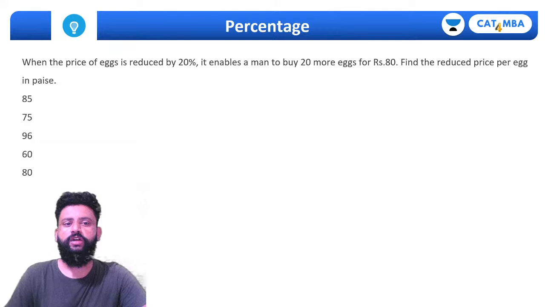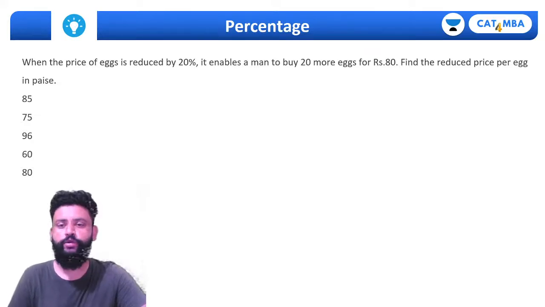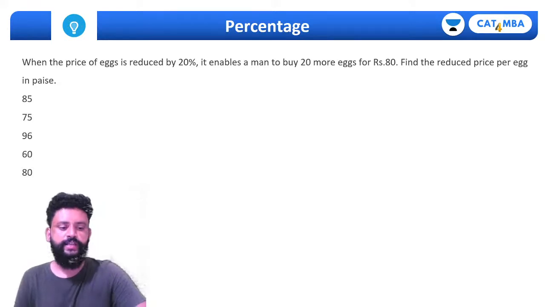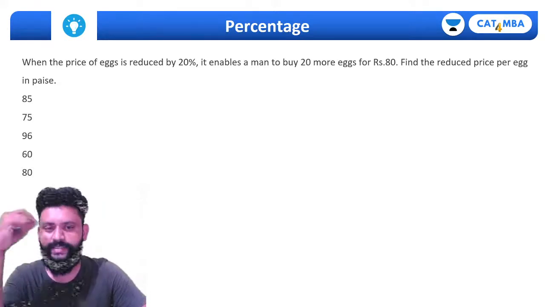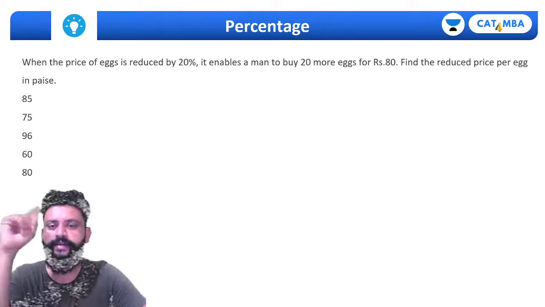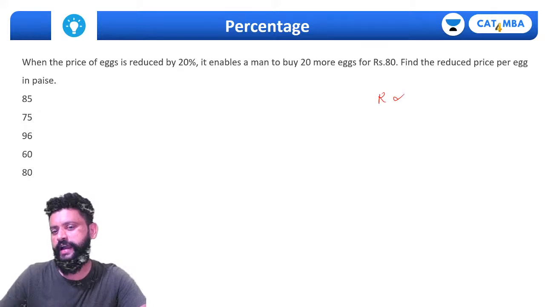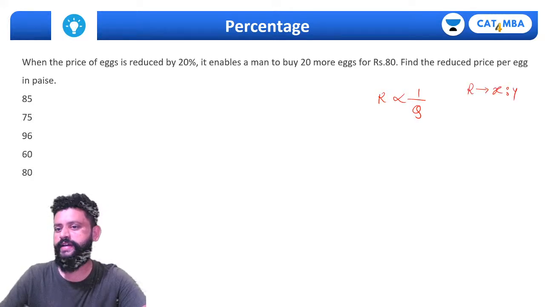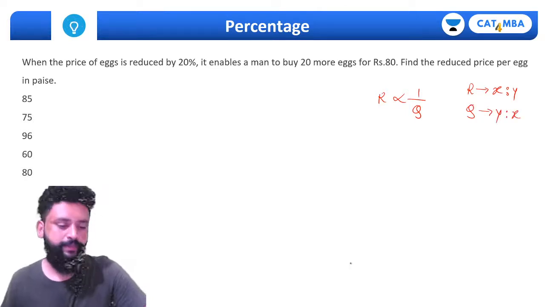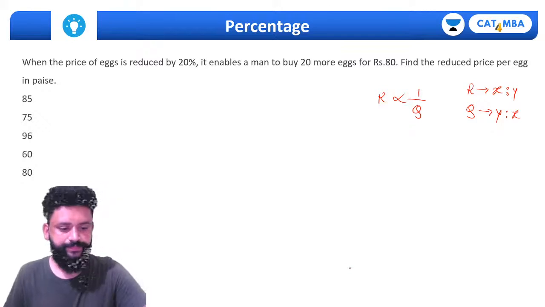So when the price of eggs is reduced by 20%, it enables a man to buy 20 more eggs for ₹80. और इसके लिए मैंने एक बहुत ही अच्छा शॉर्टकट तुम्हें सिखाया हुआ है इसी लेक्चर में. कितने लोगों को याद है? Do you remember that, Satyaprakash? Rate and quantity are in inverse proportion. That means if the ratio of rate is x is to y, then the ratio of quantity should be y is to x. Hopefully you remember that concept. Yes or no?